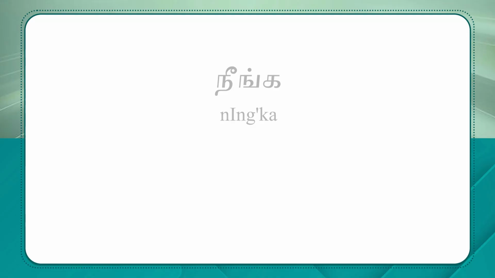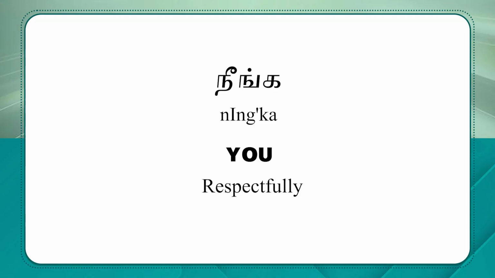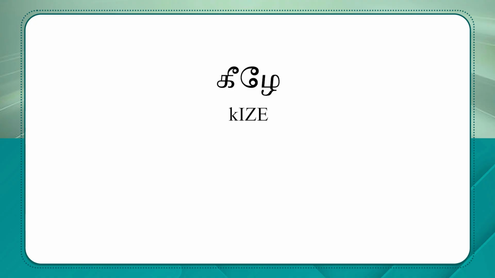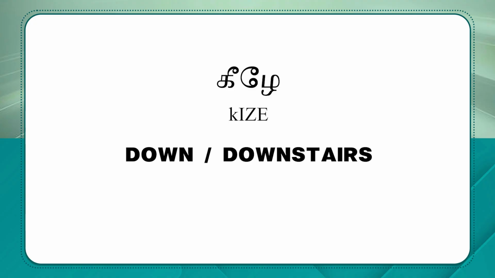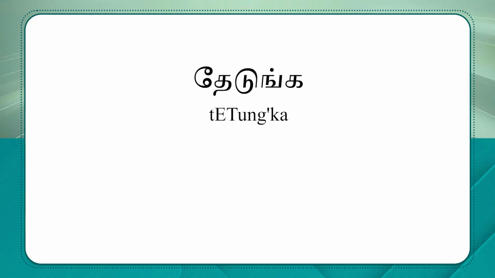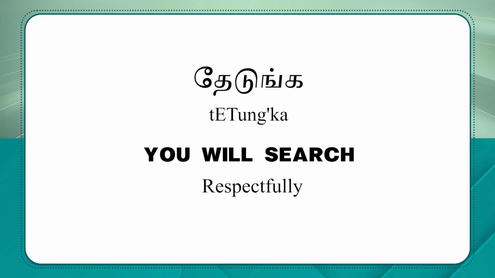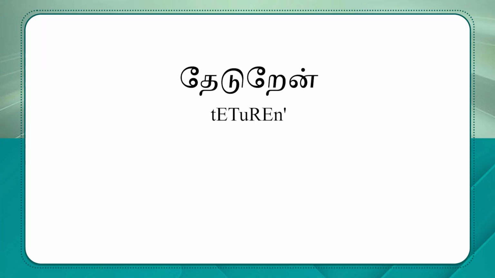Next, நீங்க, which means you respectfully. கீழே, it means down or downstairs. தேடுங்க, which means you will search respectfully. Here also we have a finite verb தேடுறேன், which means I will search. So Kumaran said, okay, I will search upstairs, please you will search downstairs.